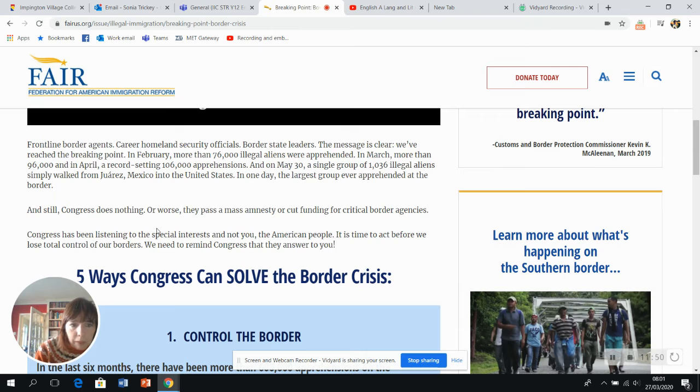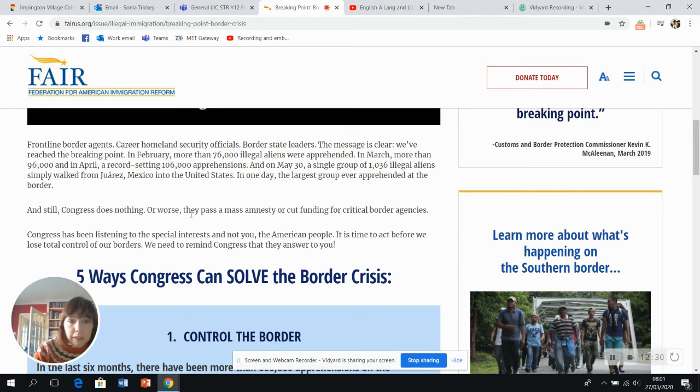But however, if we go further down, we also have this use of you, and also this almost sort of personification of Congress. So it's like Congress is this body or this person. Congress has been listening to the special interests and not you, the American people. So it's setting up a kind of us and them thing. Congress is them and they are not listening to you, the American people. So it sort of sets up division between government and the people.